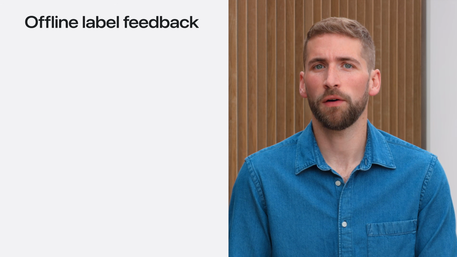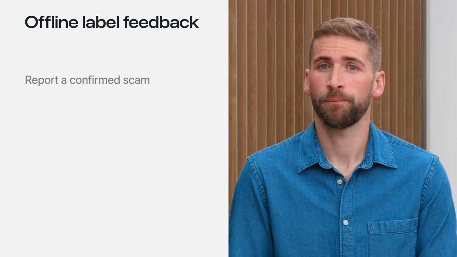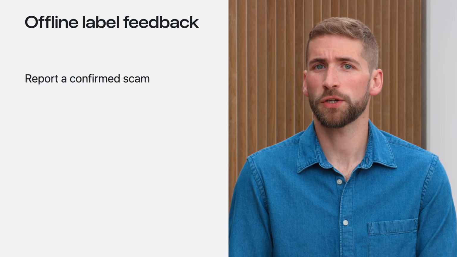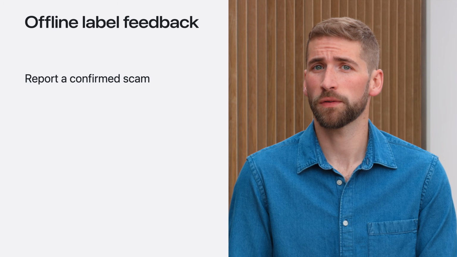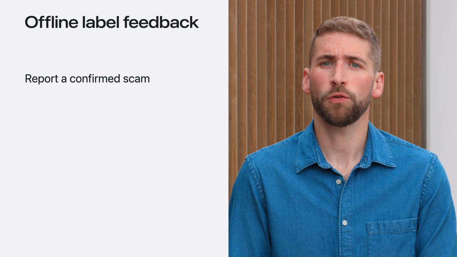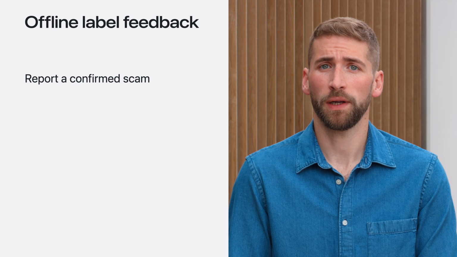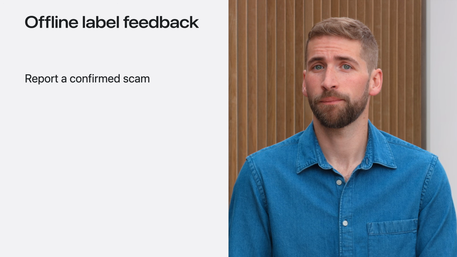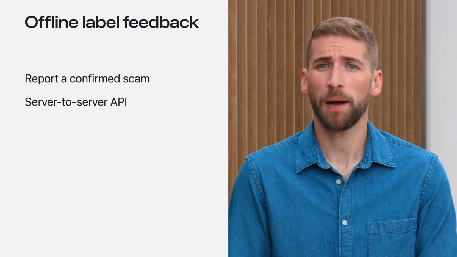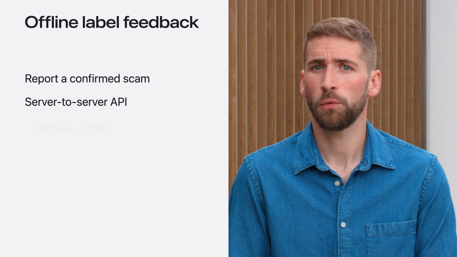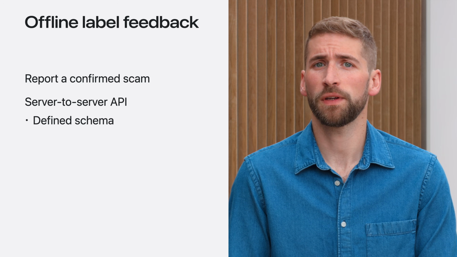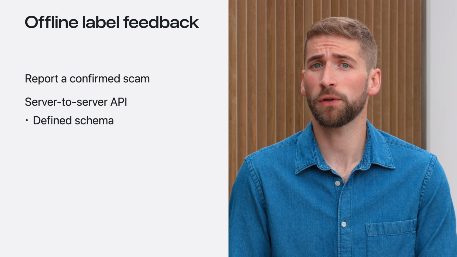Offline labels are vital for model improvement. When a trust insight evaluation ultimately results in confirmed fraud, that signal helps the model understand its real-world performance. These reports may come days, weeks, or months later. Submit them through Apple Business Register using a server-to-server API, with a defined schema that includes the insight identifier from the original evaluation.